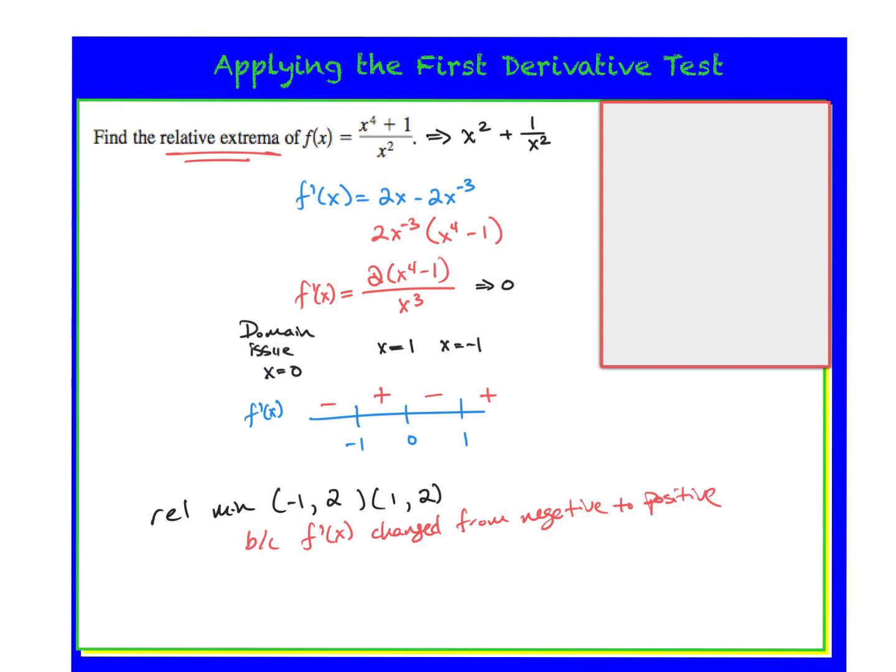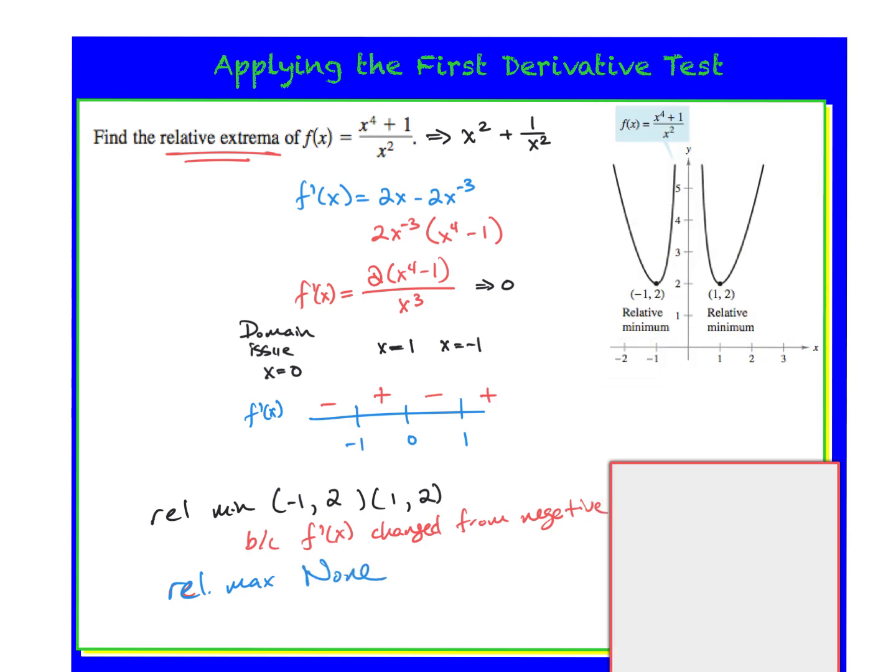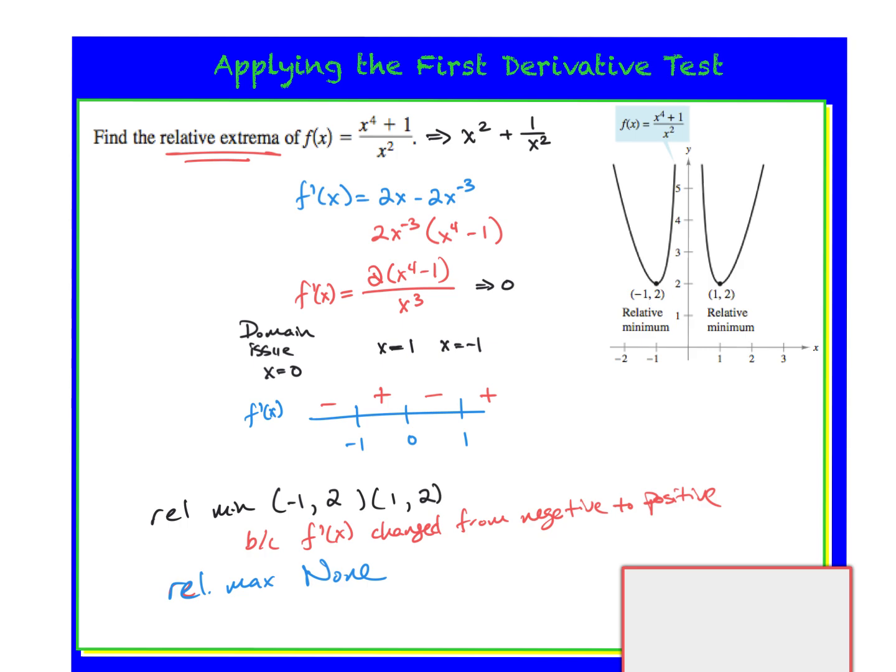Do I have any relative maxes? No, because it breaks. My derivative, f prime, changed from positive to negative at 0, but was it a relative max? No, because it was a domain issue. It wasn't a critical number. It was actually a vertical asymptote there, so I got nothing there. When we look at our graph, we have it going from down to up to down to up, however, I have a vertical asymptote going on at 0.